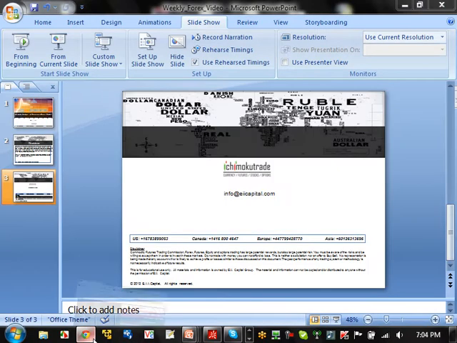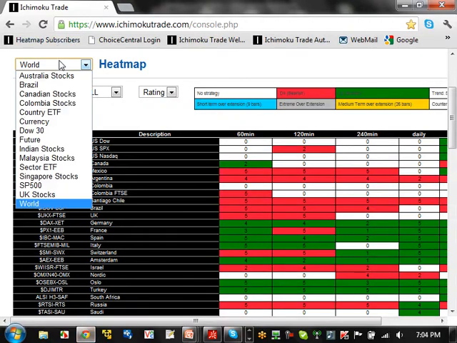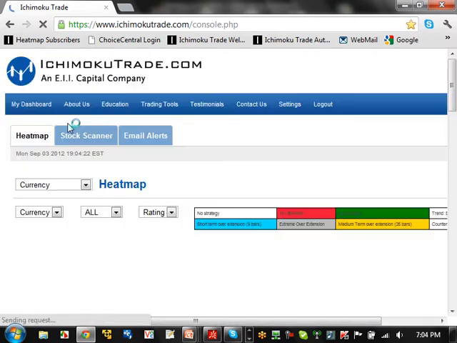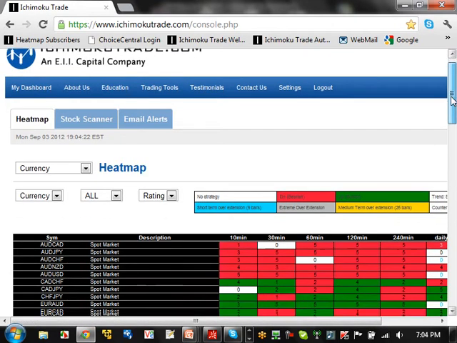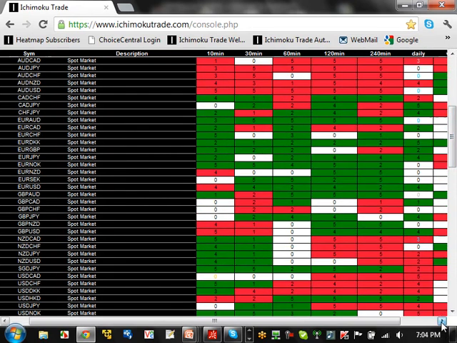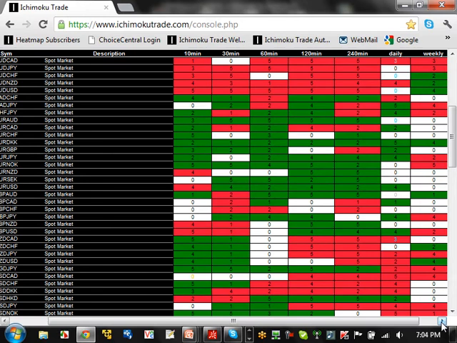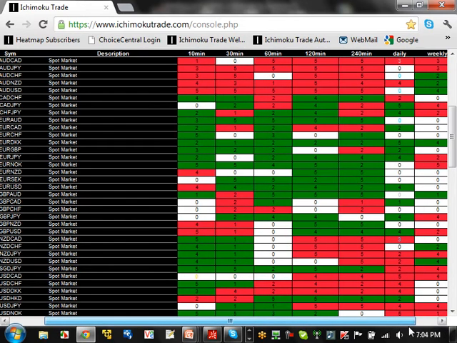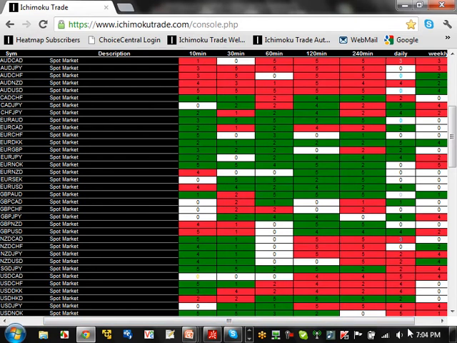Okay, so first we're going to go through a heat map. If this is the first time visiting our video, we have a heat map here, which is the color code system for all the Ichimoku strategies. The way it basically works is for this video we're only going to look at trend trading, so we're only going to look at dailies and weeklies.